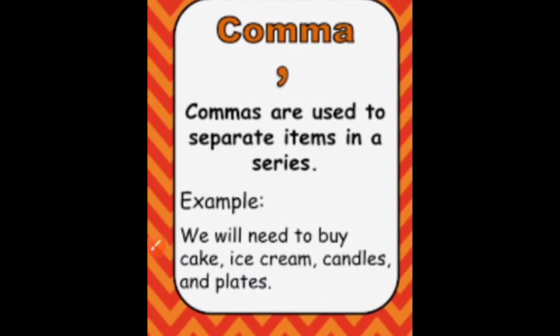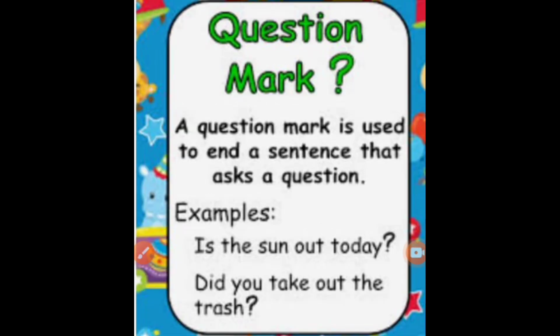Now let's see about comma. Comma looks like this symbol. Commas are used to separate items in a series. It shows the break in a sentence. Comma is used to show the difference between two separate ideas, things, or elements within a sentence. For example, we will need to buy cake, ice cream, candles and plates. So there are so many things in a sentence, so we have put commas in the sentence. So this was comma.